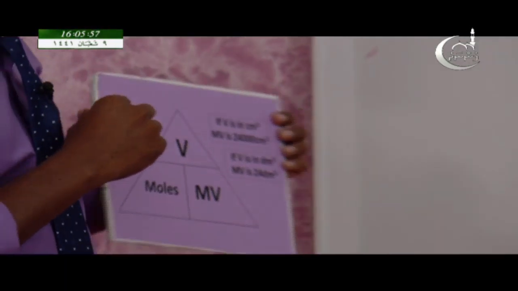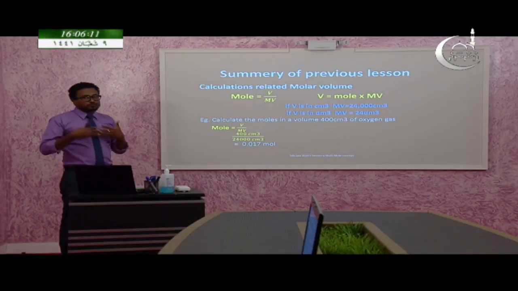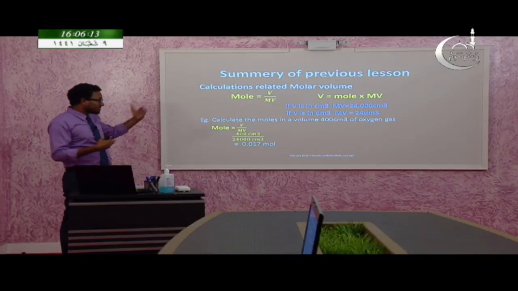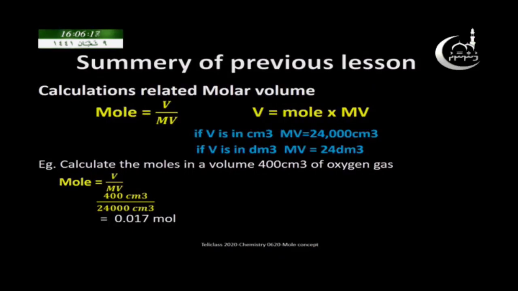To calculate the moles, mole is equal to volume divided by molar volume. So it is 400 centimeter cube divided by 24,000 centimeter cube. I have written centimeter cube here, and I want you to follow the same way, so you are not confused whether to write 24 or 24,000 centimeter cube. Today we are going to continue this lesson.